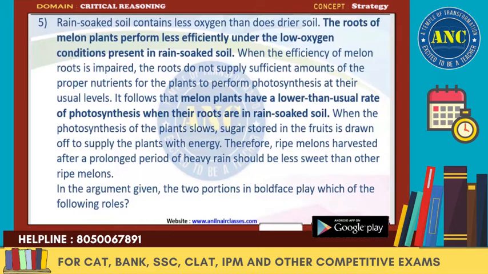When the photosynthesis of the plants slows, sugar stored in the fruits is drawn off to supply the plants with energy. Therefore, ripe melons harvested after a prolonged period of heavy rain should be less sweet than other ripe melons. In the argument given, the two portions in bold face play which of the following roles?